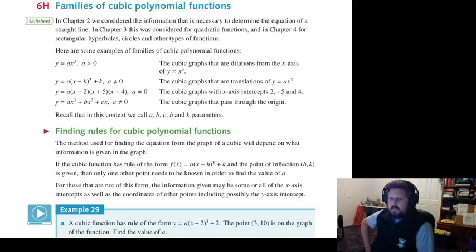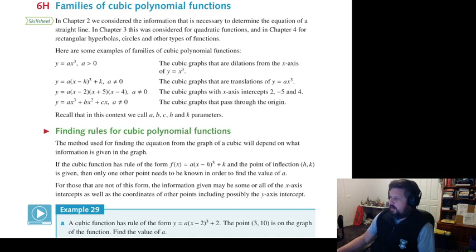So again, you can have your standard sort of cubic function, y equals ax cubed. Obviously a is going to have a value, or they're saying here if a's got a value of greater than 0, then the cubic graph has a dilation from the x-axis of y equals x cubed. Yep. So it stretches out along the x-axis depending on the value of a. They've said a greater than 0 because when a is a negative value it flips things around and makes the cubic go the other way.